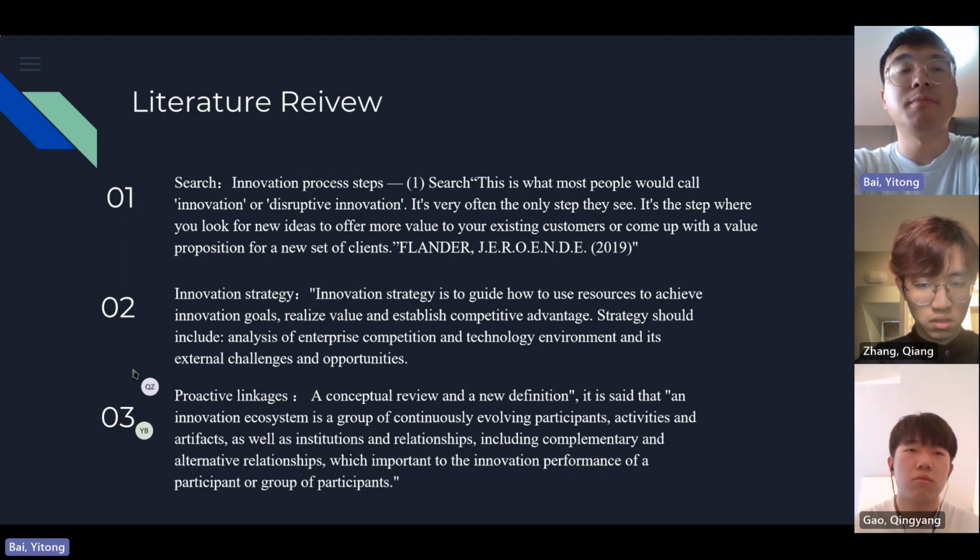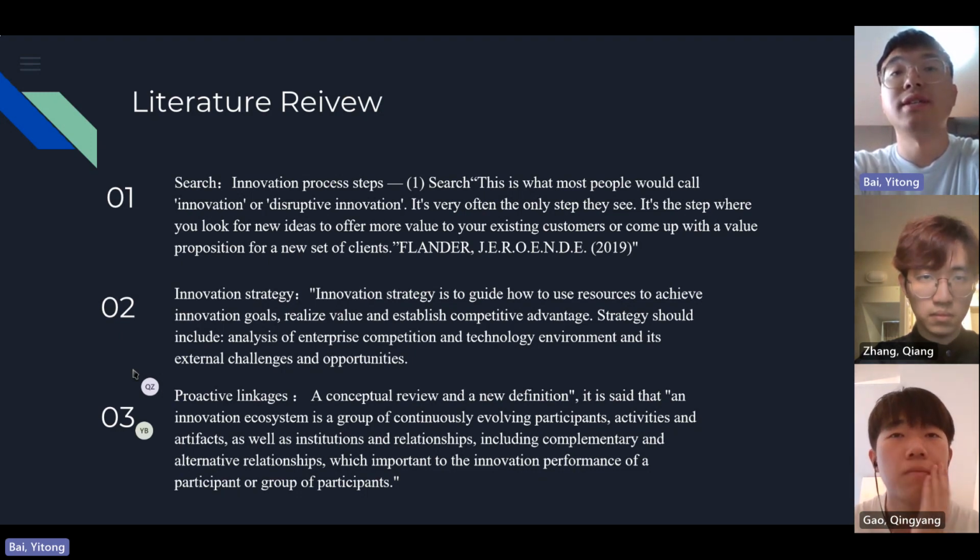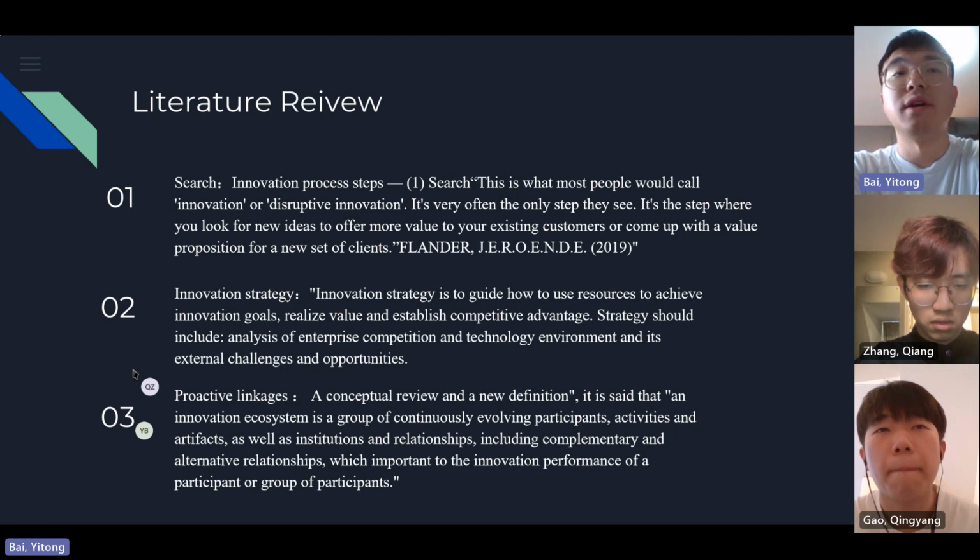The second is prospective linkages. A conceptual review gives a new definition: an innovation ecosystem is a group of continuously innovating participants, activities, and artifacts, as well as institutions and relationships, including complementary and alternative relationships, which is important to the innovation performance of a participant or group of participants.